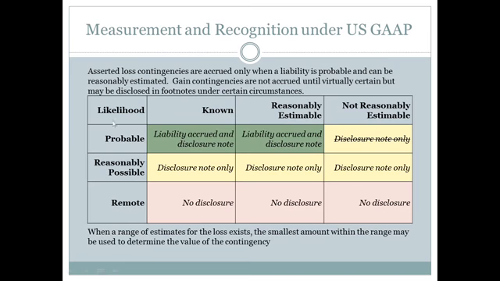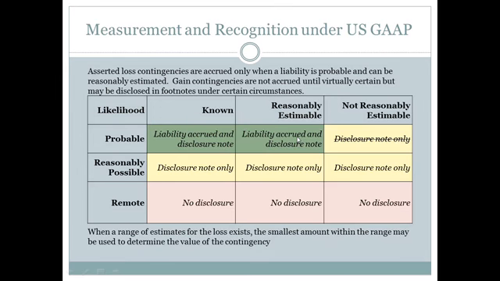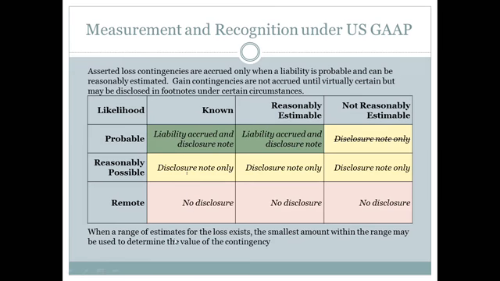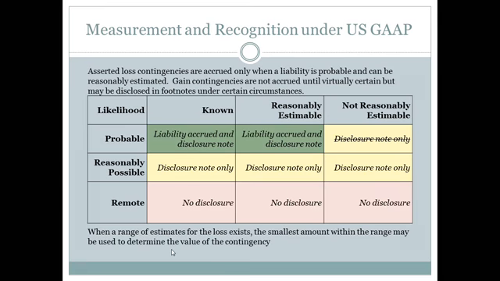The first step is, it is probable, and we have at least a reasonable estimate, which means we need to recognize the loss. Now the next step is to determine how much, the dollar amount of the loss that needs to be recognized. And what US GAAP says is that when there is a range of estimates, it is actually the smallest amount. Firms are permitted to use the smallest amount within that range to determine the value of the contingency.